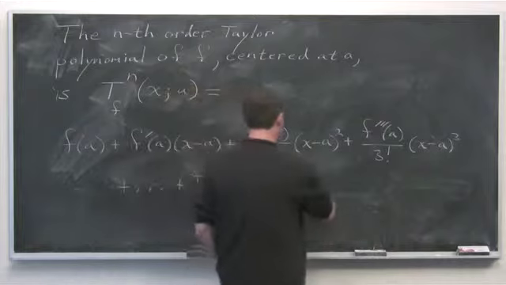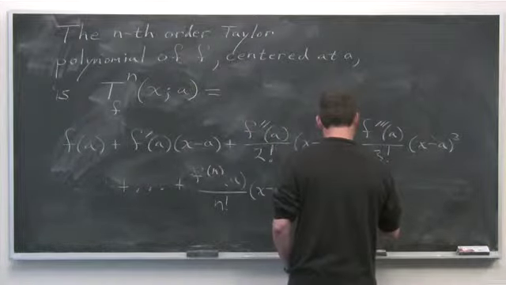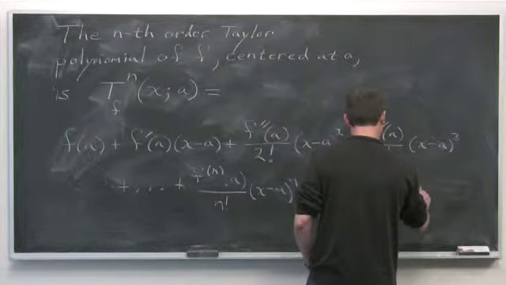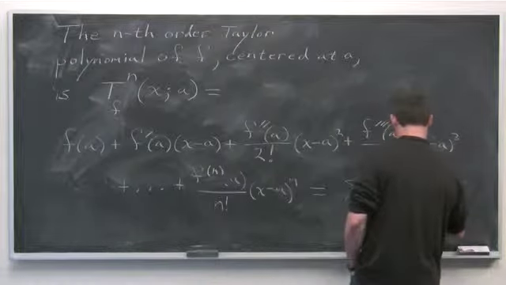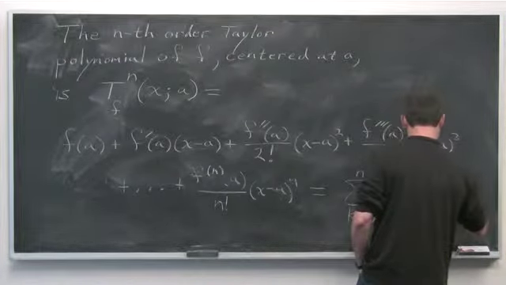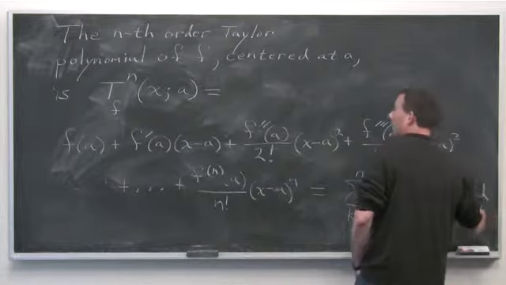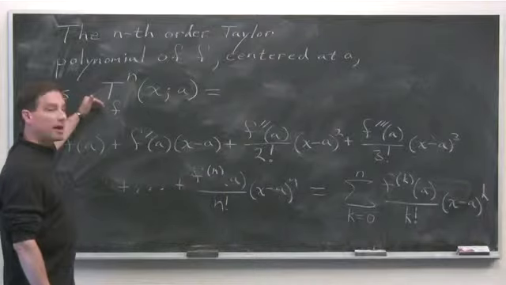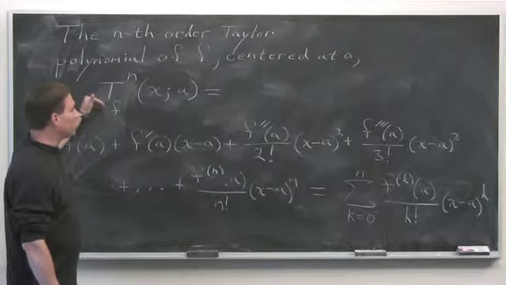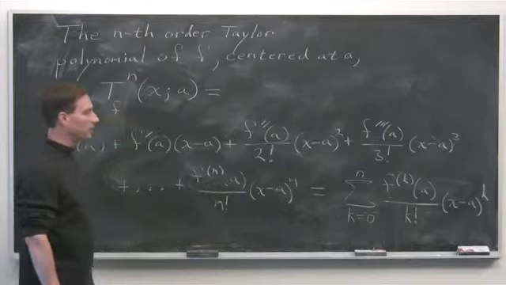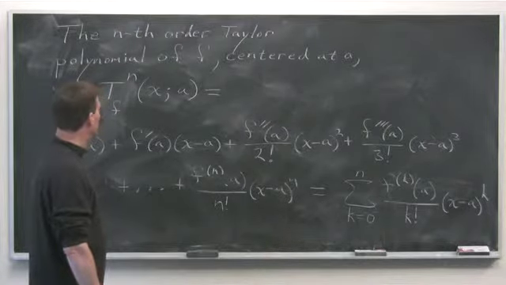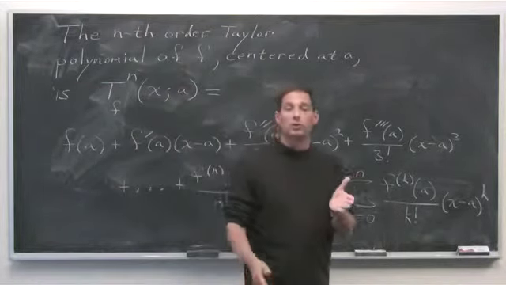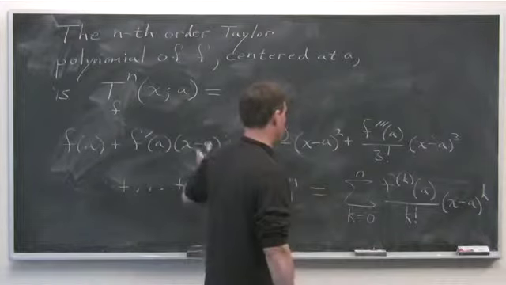All right. In summation notation, this is the sum as k goes from 0 to n of the kth derivative of f evaluated at a divided by k factorial times (x minus a) to the k. And this is what we expect to approximate f very well for values of x near a, at least when n is big and x is close to a.